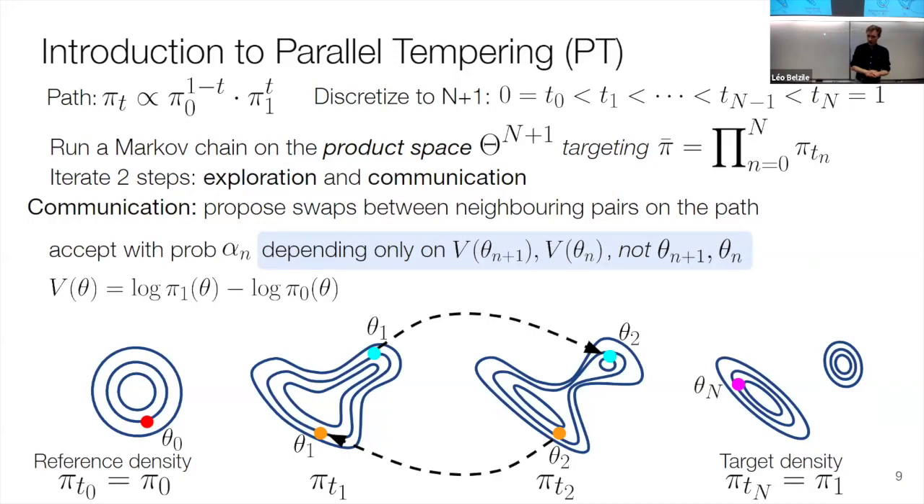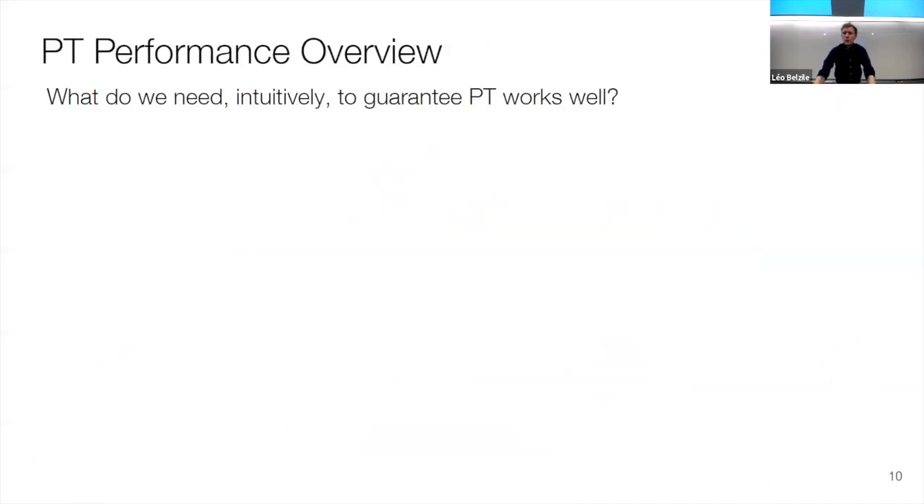Remember alpha n, it'll appear again throughout the talk. Alpha n critically depends only on this function v of theta, not theta itself. V of theta is the log density ratio of the target and the reference, pi 1 and pi naught. So we can make this acceptance decision depending only on v of theta, not depending on theta. That's actually a critical property for our analysis later on. I think that's a good introduction to PT. We accept that swap.